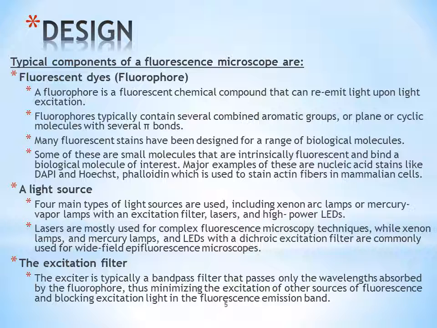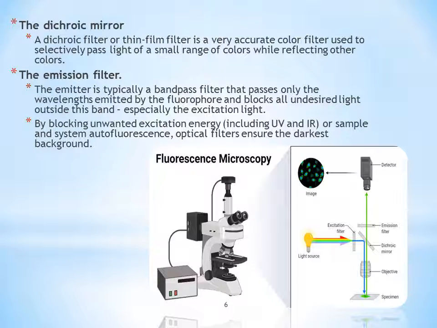The excitation filter. The exciter is a band pass filter that passes only the wavelength absorbed by the fluorophore, thus minimizing the excitation of other sources of fluorescence and blocking the excitation light in the fluorescent emission band. Dichroic mirror. The dichroic filter or thin film filter is a very accurate color filter used to selectively pass light of a small range of colors while reflecting other colors.